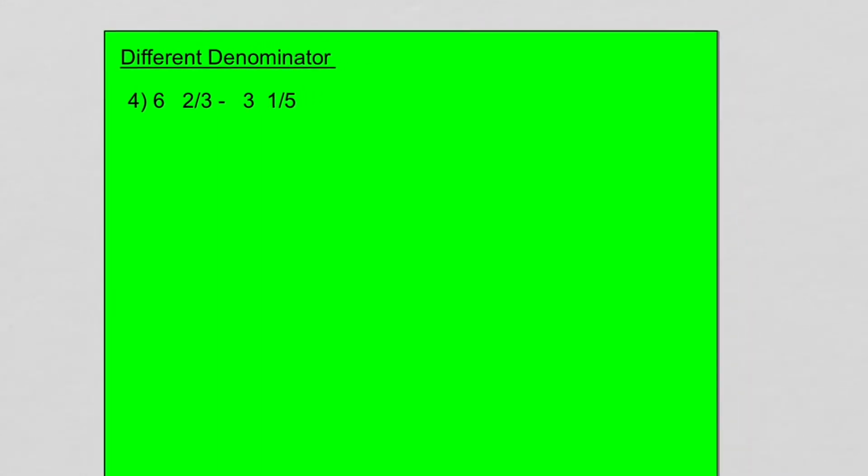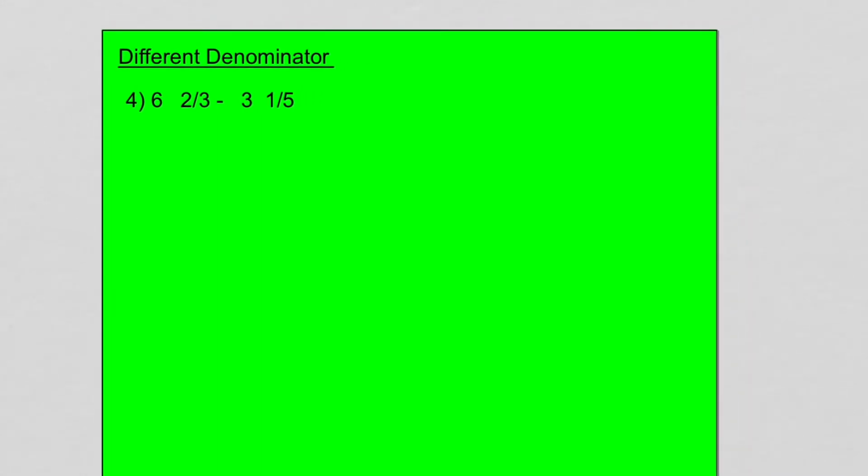We're going to wrap up subtracting mixed numbers now by looking at what happens when we subtract mixed numbers with different denominators. So let's run through a few questions today, and it's a lot of the same themes that we've been working on for a long time now, with just a few little tricks added in.